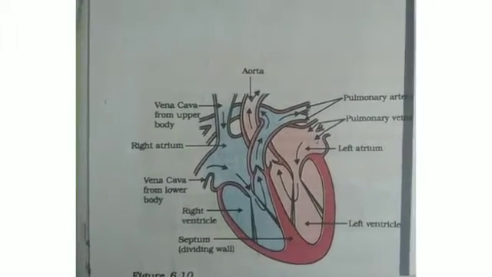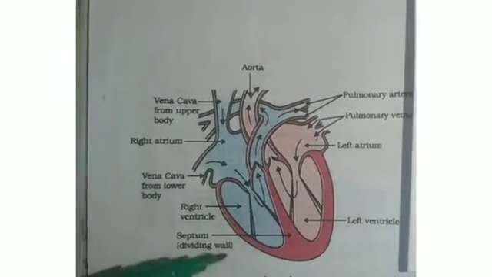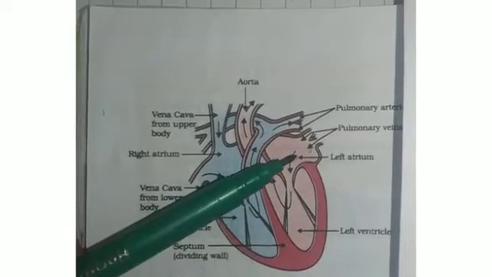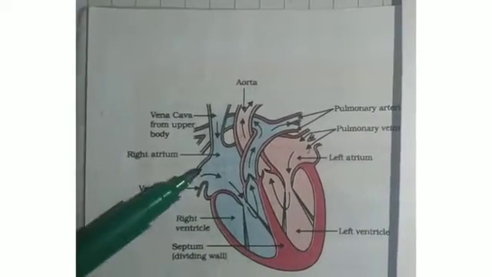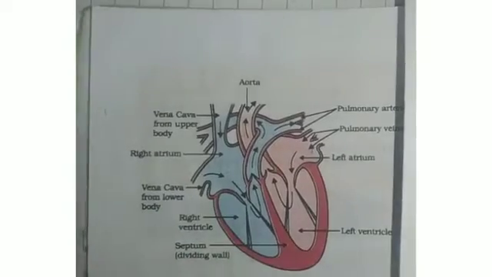Next is the heart. It has four chambers. As we have already discussed, the human heart is four-chambered: the left atrium, left ventricle, right atrium, and right ventricle. These are the four chambers of the human heart.